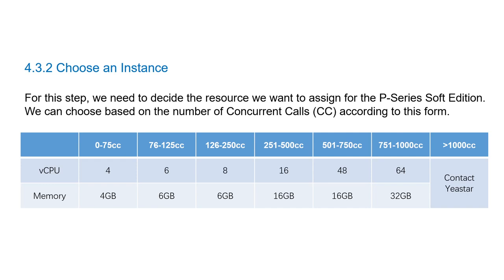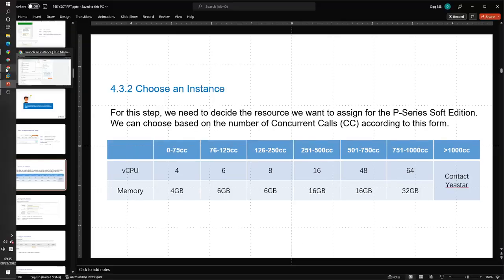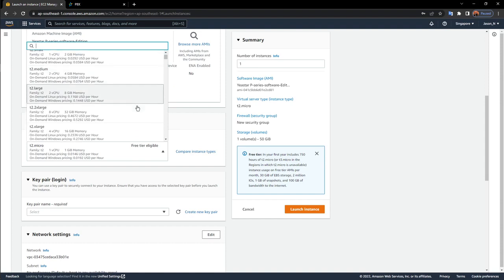So if we're running the system with under 100 concurrent calls, we recommend you get ready with 4 virtual CPUs, 4 gigs memory. You can have a look at this one as your reference. Just as your reference, and then back to your AWS, and choose the license.